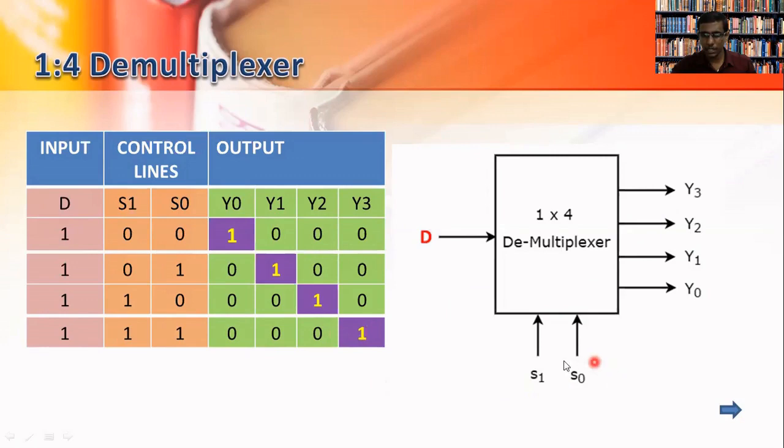So depending upon the status of S0 and S1, we can route this input to different output lines. Therefore, it is called a 1 input to 4 output, 1 to 4 demultiplexer.